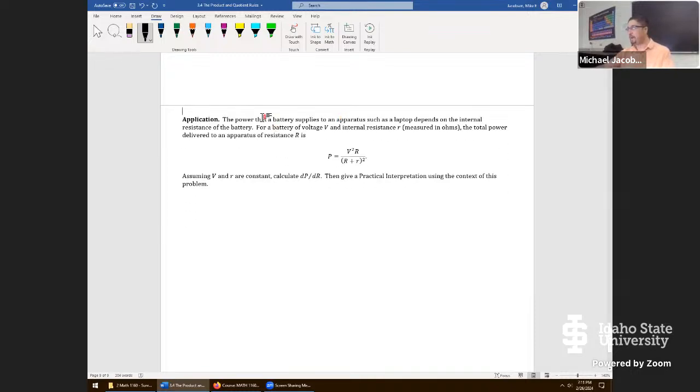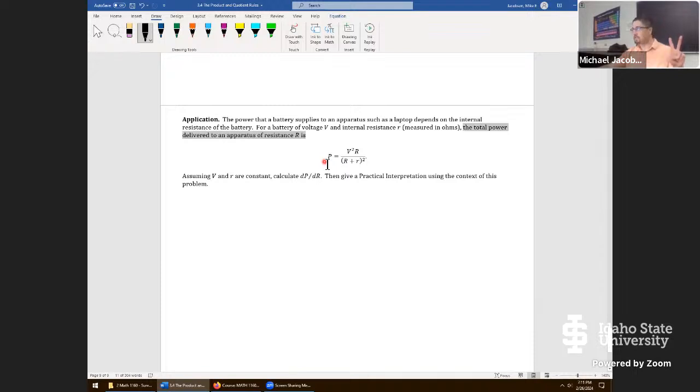It says here, the power that a battery supplies to an apparatus such as a laptop depends on the resistance of the battery. You don't want to expel all the power at once, I guess is the thought there. They tell us next, for a battery of voltage V, so V is indicated in this formula, internal resistance in ohms, that's lowercase r, it's represented here in the formula. The total power delivered to an apparatus of resistance uppercase R, so that one there, is given by that function.